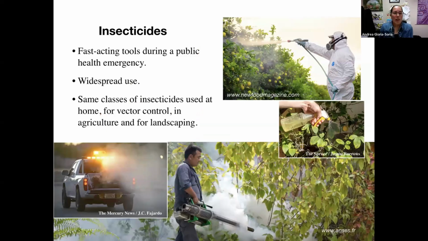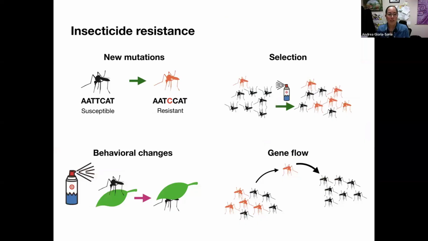I don't think that for this group I need to emphasize that insecticides are very important, especially because they are fast-acting tools that can be used during a public health emergency. However, because they are used widespread and some of the classes of insecticides overlap in their uses at home for vector control and agriculture, landscaping, these, as a consequence, can lead to an increase in insecticide resistance.